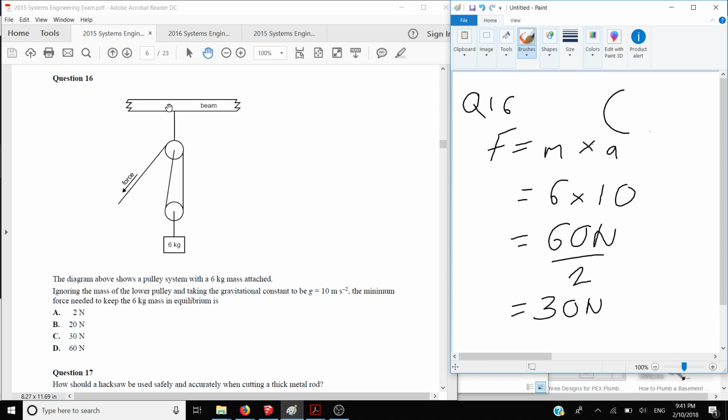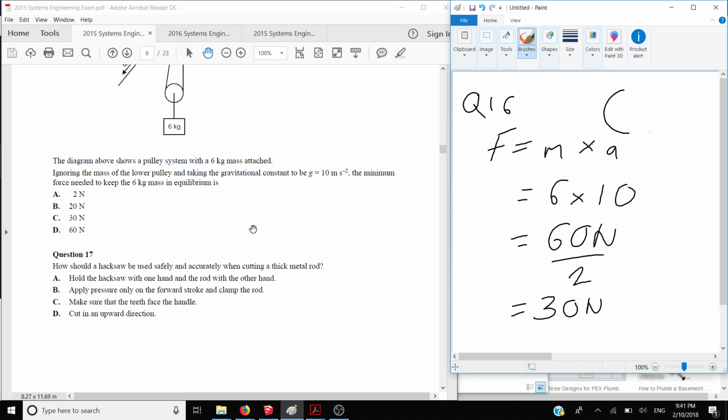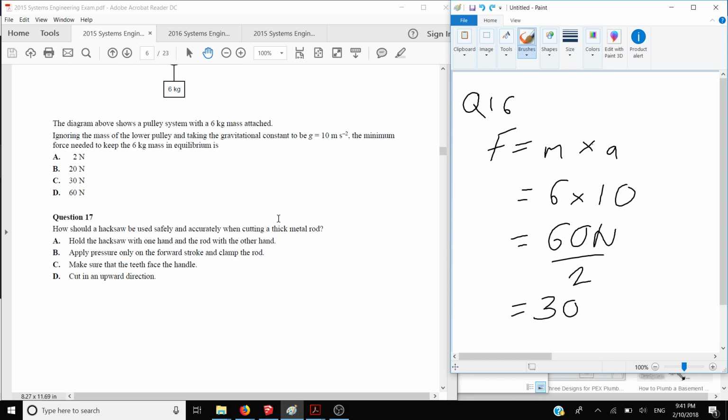It's really worth looking at pulleys and mechanical advantage. Just have a crack at some of the questions out of your book, just to get that into your head again.